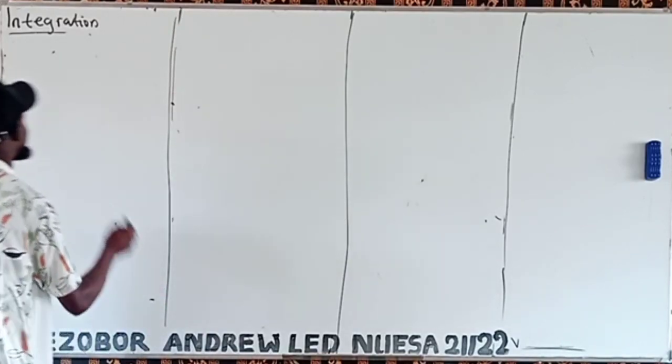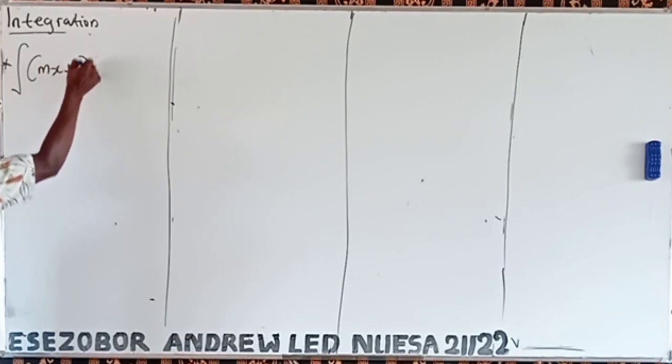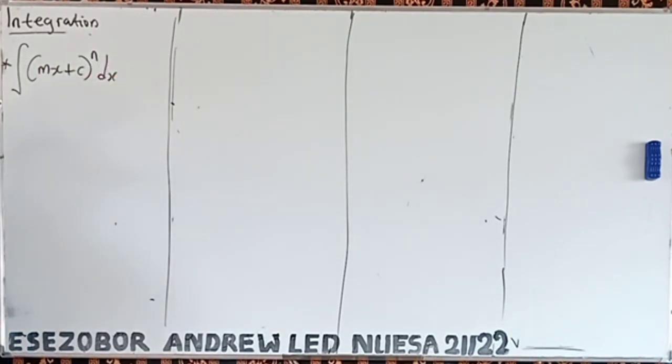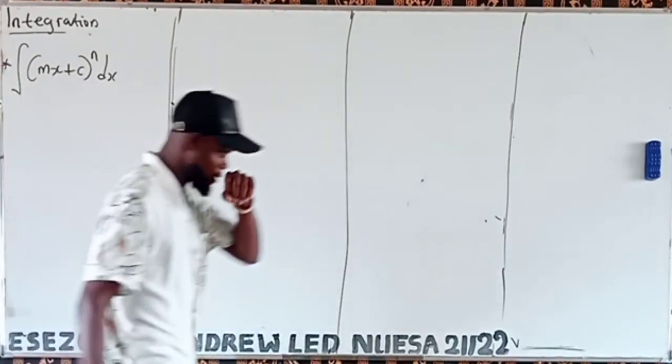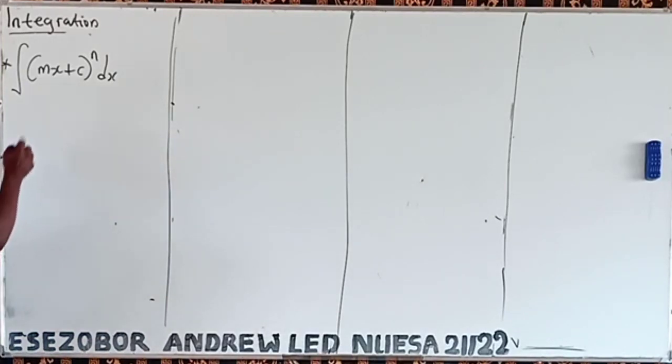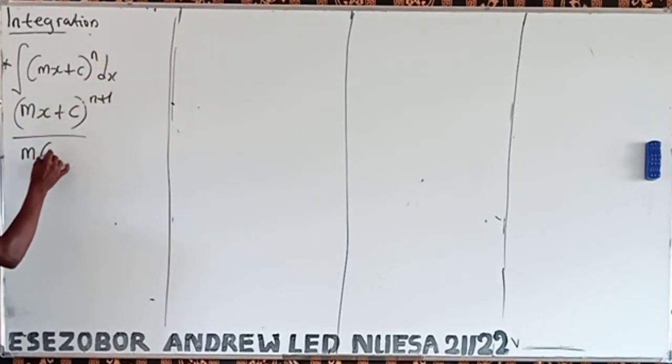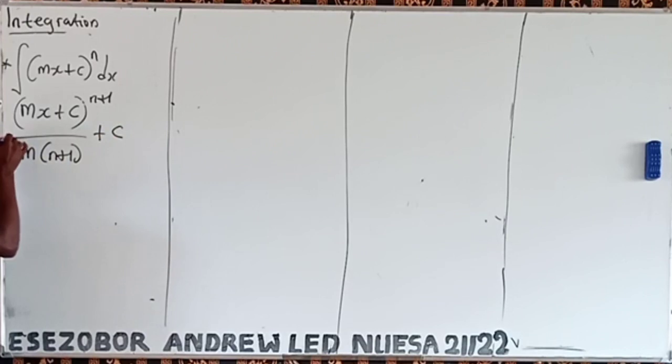So what we're doing now is to look at something like the integration of (mx plus c) raised to power n dx. So how do we integrate functions of this nature? If you integrate this, you're going to have (mx plus c) raised to power n plus 1, all over the coefficient of x here, which is m, times this new power, n plus 1, and you add plus c to it. That's what you're going to have.